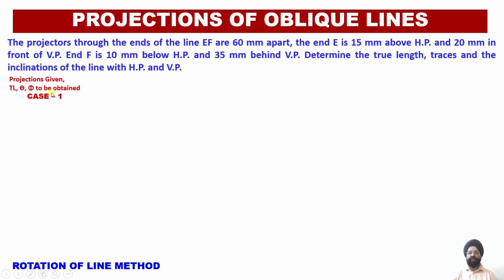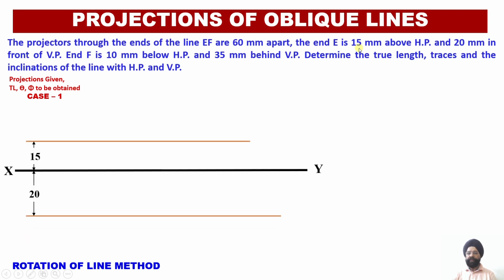So this is again case 1, when the projections are given, true length, theta, phi and traces, they are to be evaluated. So please check this out. Let us draw the projections of the end E. So end E is 15 mm above HP and 20 mm in front of VP. So E dash will lie 15 mm above XY line, and end E will lie 20 mm below the XY line. So these are the projections of the end E, which is lying in my quadrant number 1.